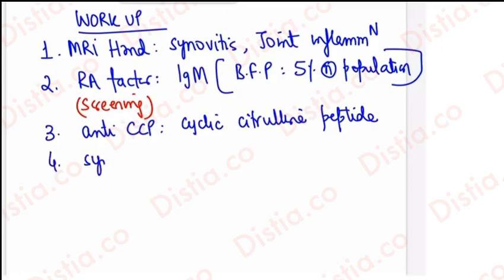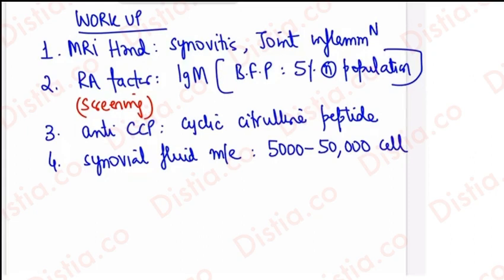The fourth test that I'm saying is usually not done in the majority of cases. This is just for academic reasons: if you do a joint aspiration in this patient and then subject the synovial fluid to microscopic examination, because it is inflammatory, you will have a higher number of cells. The cells can range from 5,000 to 50,000 cells. In fact, initially, when the disease starts, there could be a predominant neutrophilic count and subsequently mononuclear cells would come. But these high counts definitely tell you regarding evidence of an inflammatory process.